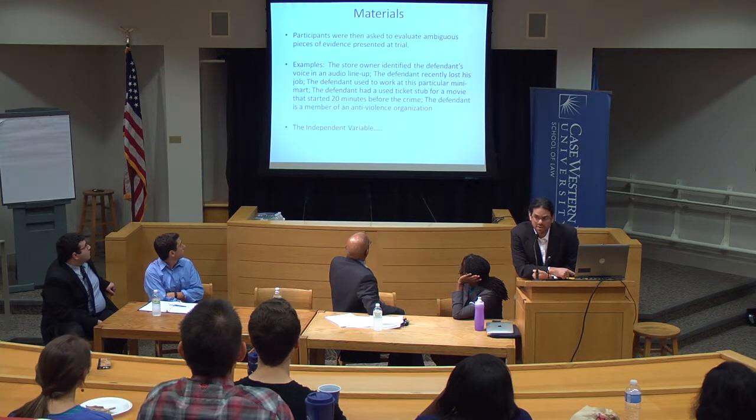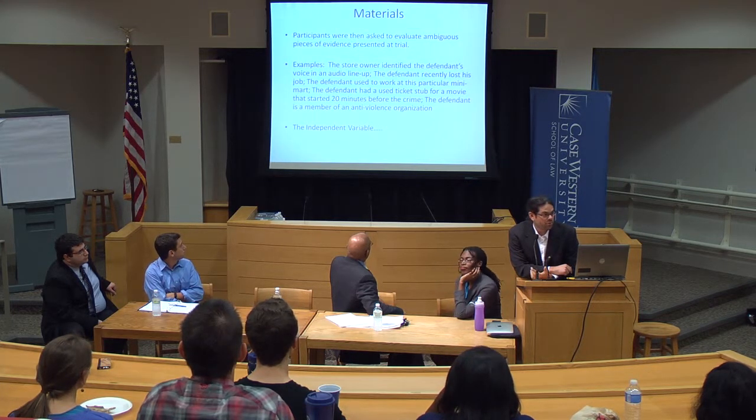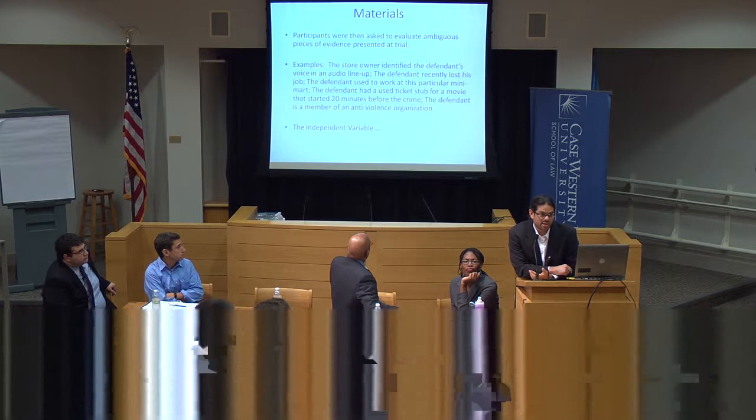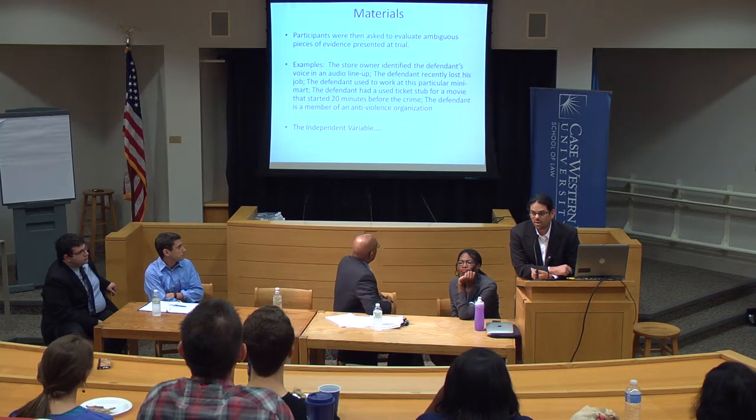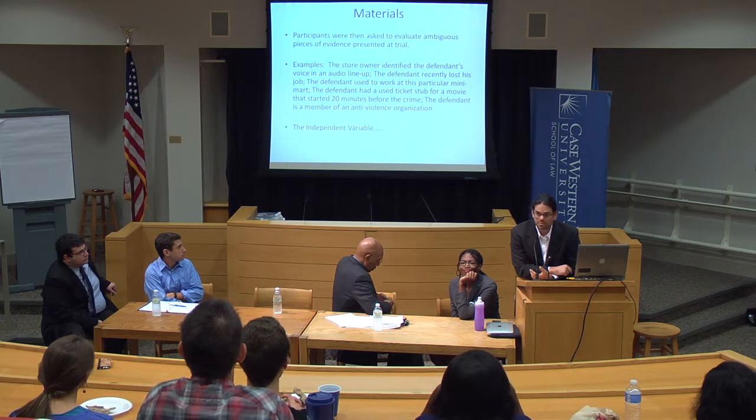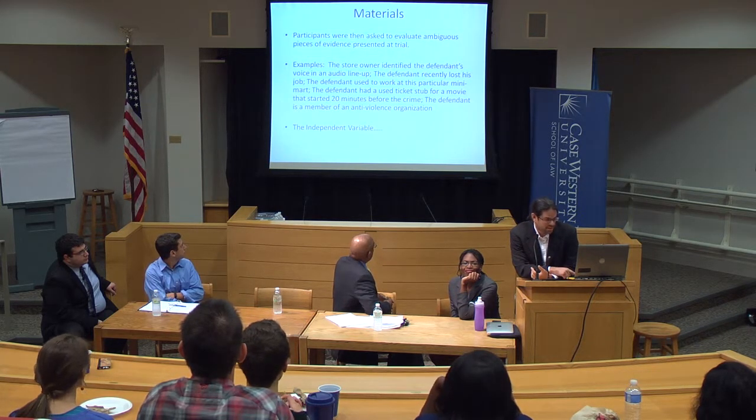Okay, so we use mock jurors for this trial. We showed them those photos and we asked them to help us understand how they thought about different pieces of evidence that were presented at the trial. A good example is the defendant used to work at this particular mini mart. That could cut both ways. That could lead to a mistaken identification, or it could be an indicator that the person knew when and how to rob the place, right? So somewhat ambiguous facts. And here's what we tested.